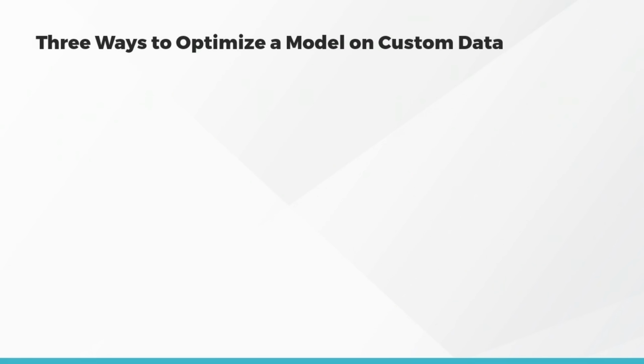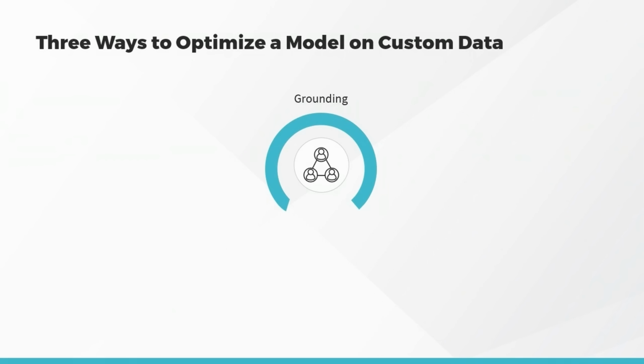Now, how do you optimize your model on custom data? There are three ways that we're going to be discussing. The first is grounding. Grounding ensures that the outputs of a large language model are anchored to specific reliable data sources. These data sources can be proprietary documents or databases, or even just Google search.